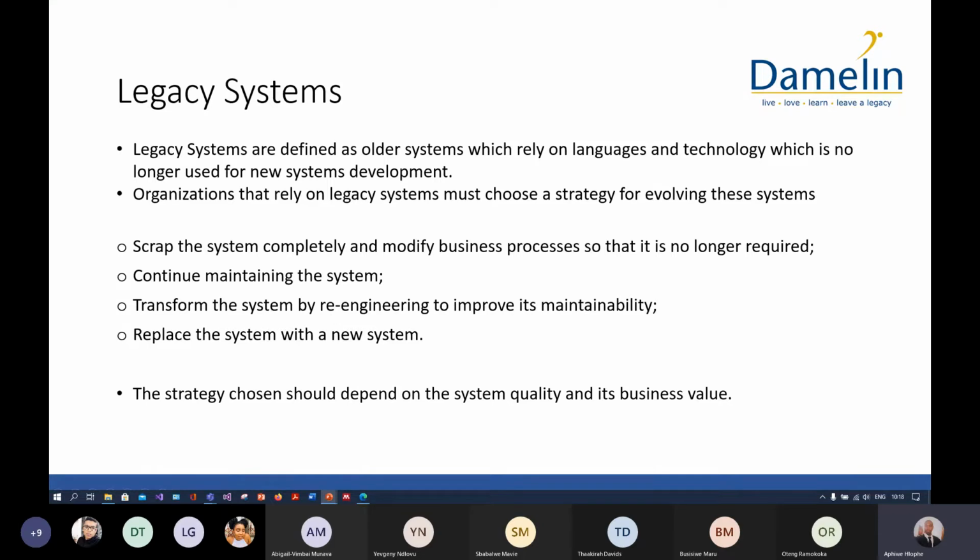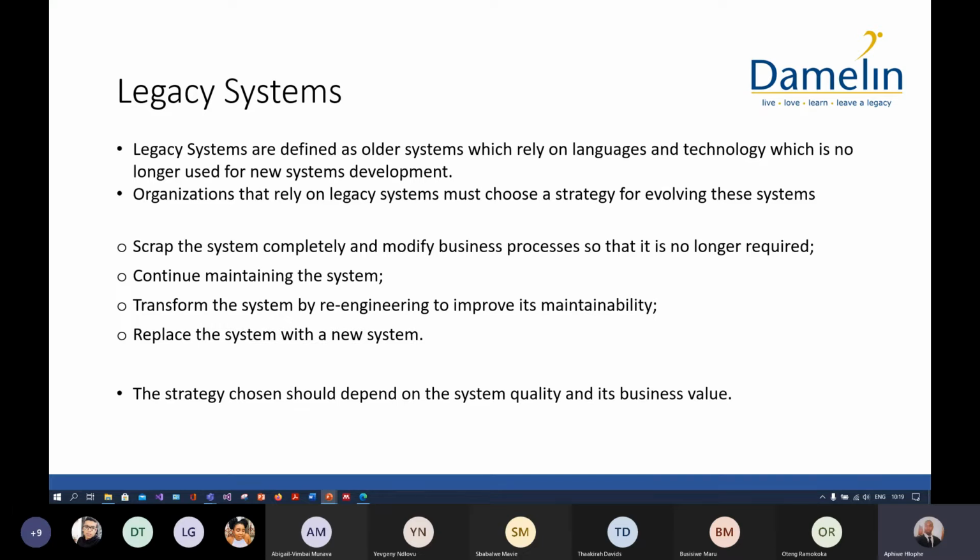So moving on to the next concept, which is legacy systems. Legacy systems are defined as all the systems which rely on languages and technology which are no longer used for new systems development. Organizations that rely on legacy systems must choose a strategy for evolving these systems. So legacy systems, these systems have been there in the organization. They're very stable. They've been working for a number of years. They've been doing the job.